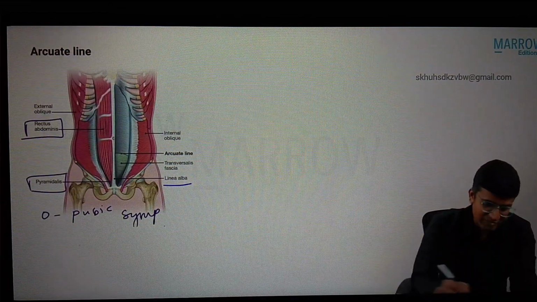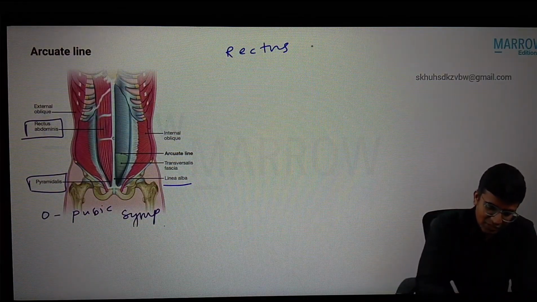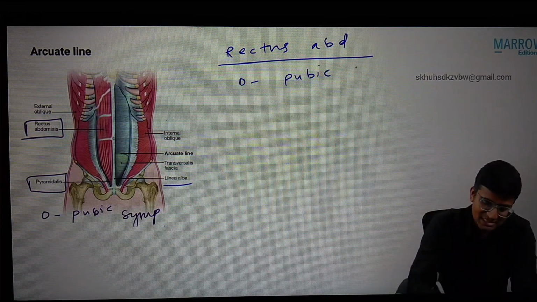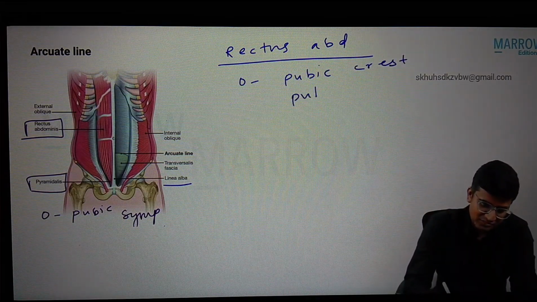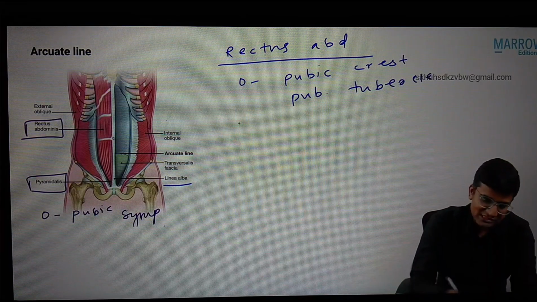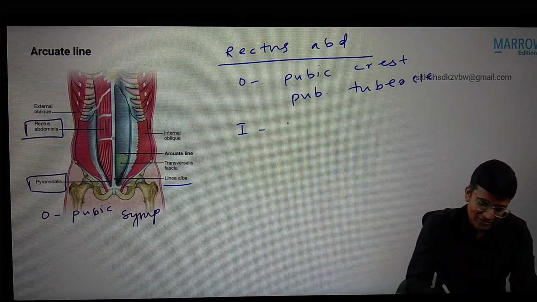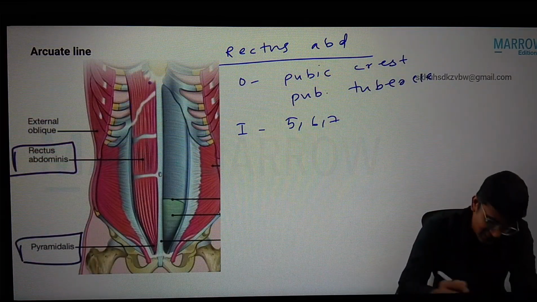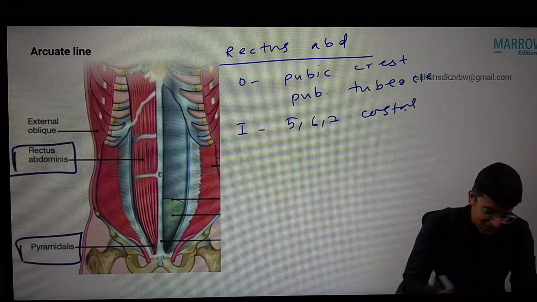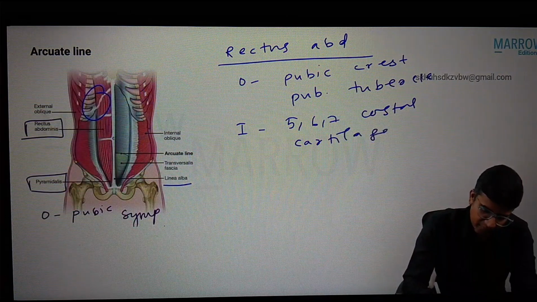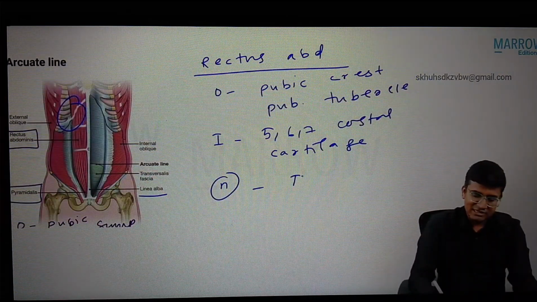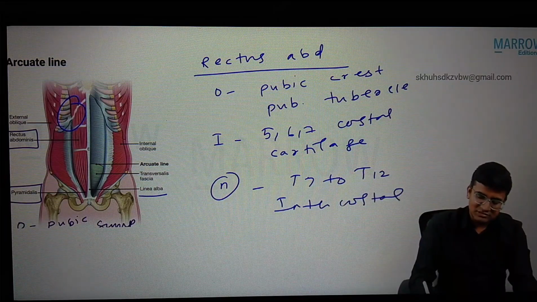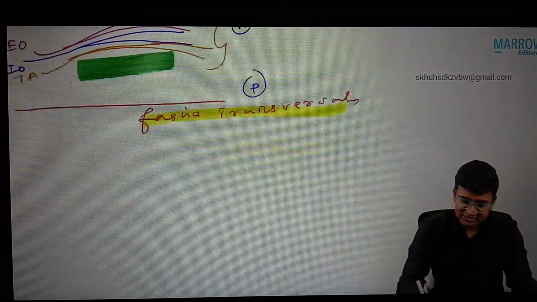Next, rectus abdominis muscle. The rectus abdominis muscle originates from the pubic crest and pubic tubercle. Okay, insertion to the 5th, 6th, 7th costal cartilages. Right. Nerve supply: T7 to T12 intercostal nerves. Okay, fine. Action? Yes, that we will see in detail.